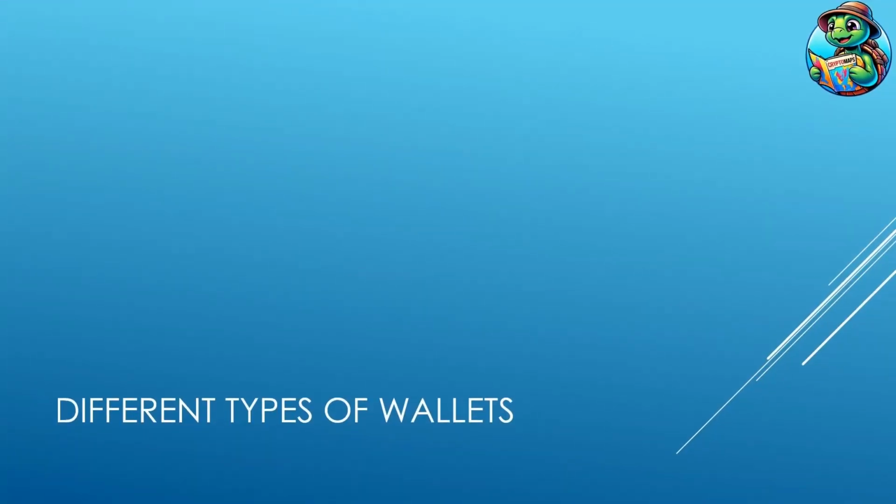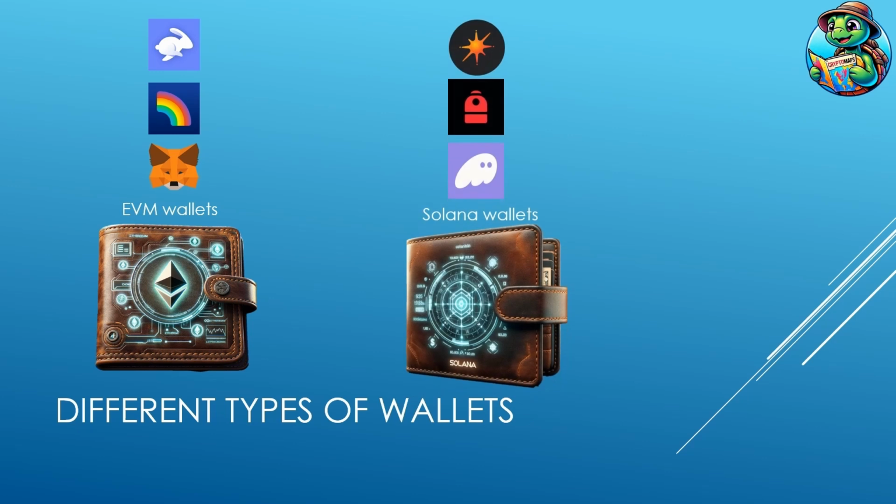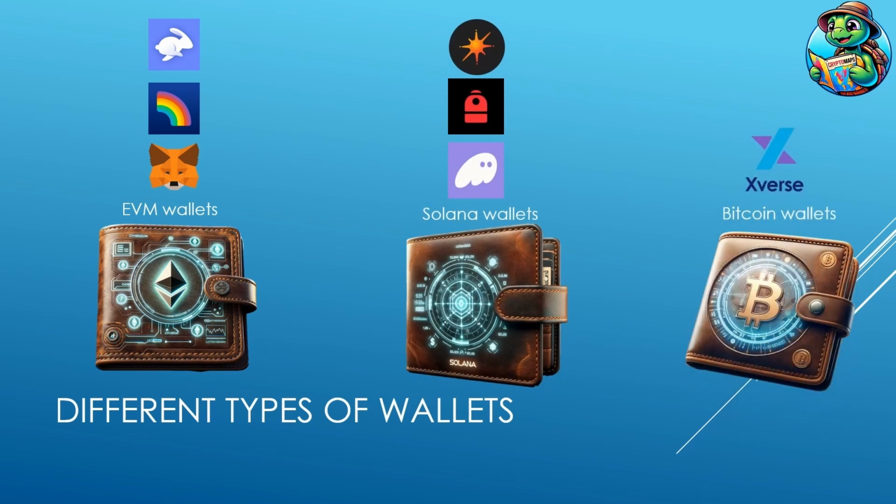There are various types of wallets out there, but today we'll focus on three main ones: Ethereum Virtual Machine, better known as EVM wallets, Solana wallets, and Bitcoin wallets. EVM wallets like MetaMask are compatible with the Ethereum blockchain and other EVM-compatible blockchains such as the Base network. Solana wallets, such as Phantom, are specifically designed for the Solana blockchain. Bitcoin wallets, on the other hand, are dedicated to the Bitcoin blockchain.